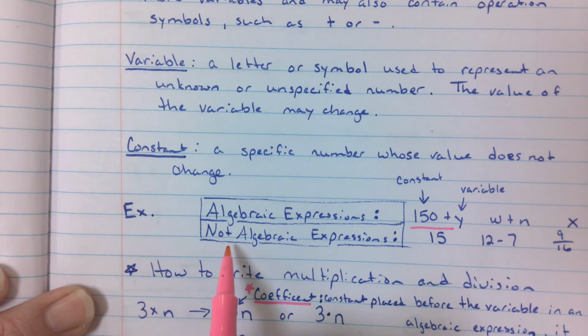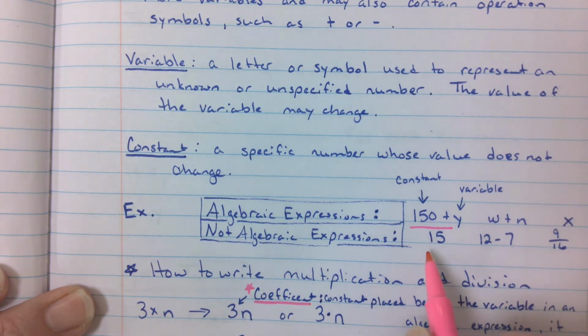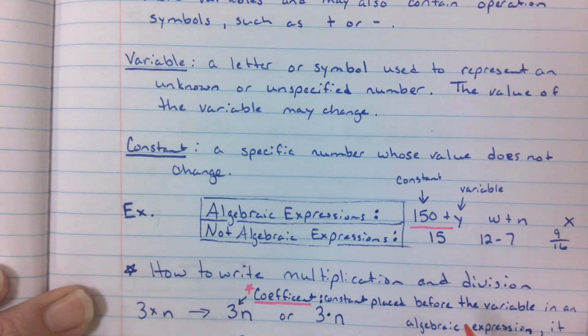So examples that are not algebraic expressions: 15, that's just our constant, 12 minus 7, and 9/16 or 9 divided by 16. These do not have any variables in them or any unknowns, so these are not algebraic expressions.